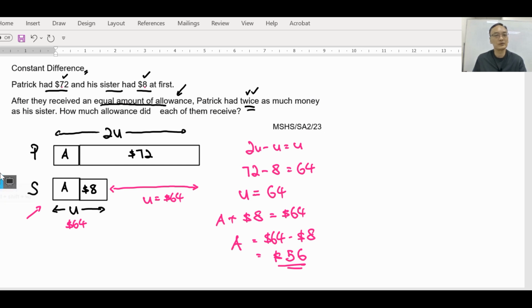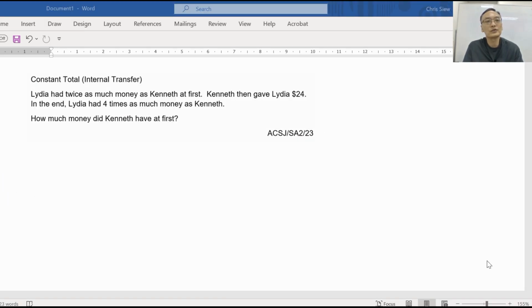Okay, let's move on to the next question. In this question, the heuristic will be constant total, and sometimes we call it internal transfer. Internal transfer happens when one person has a certain amount, another person has another amount at the beginning, and during the change, person A will transfer a certain amount to person B. You notice that the total at the beginning and after the transfer will be the same because the transfer is only internal between the two persons.